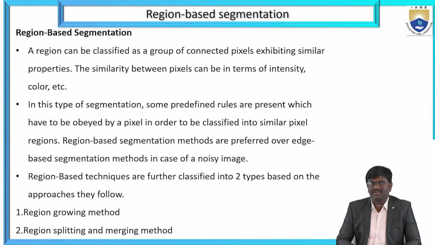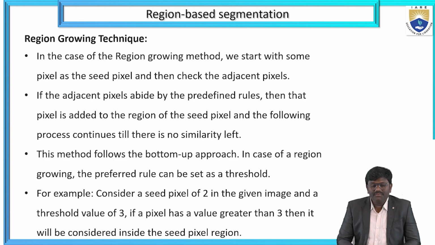The region-based segmentation techniques are further classified into two types based on the approaches they follow. Number one, the region growing method. Number two, the region splitting and merging method. In the region growing method, we begin with some pixels as the seed pixel and then check the adjacent pixels. If the adjacent pixels abide by the predefined rules, that pixel is added to the region of the seed pixel, and the process continues until no similarity is left. So this method follows the bottom-up approach.